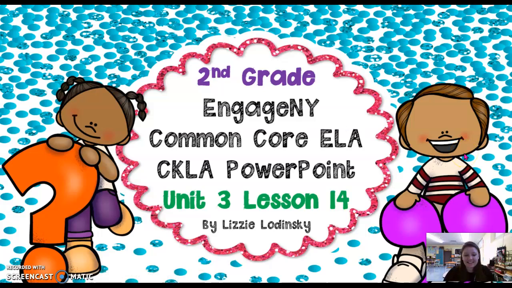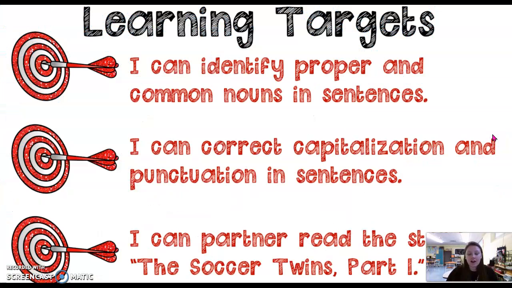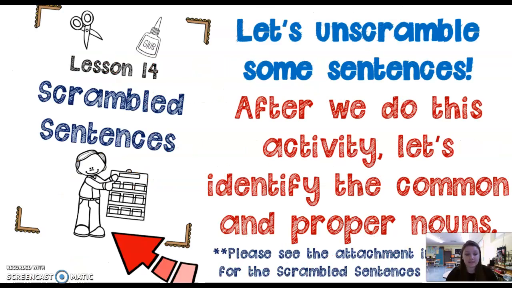Second grade. Today's lesson is Skills Unit 3, lesson number 14. Our learning targets for today's lesson: we will be able to identify proper and common nouns in sentences. That's a review from 2 days ago. We will be able to correct capitalization and punctuation in sentences. And we are going to read the story called The Soccer Twins, Part 1. This is the next section in Kids Excel.